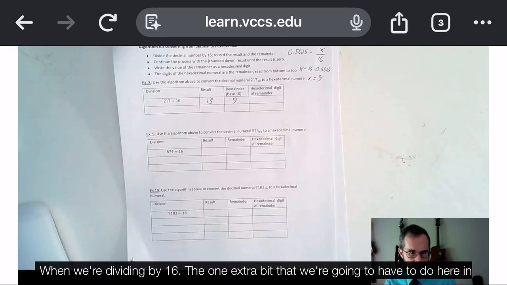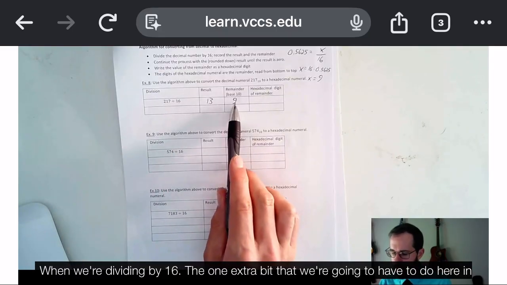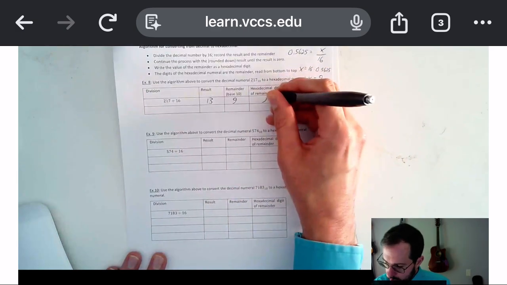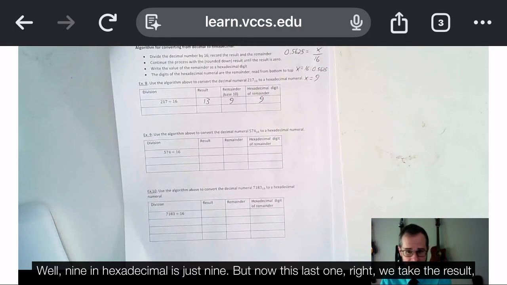The one extra bit that we're going to have to do in this step is think about, remember, the remainder in the last algorithm was the thing that told me the digits of the hexadecimal number. So we are going to have to think about what that digit is in hexadecimal. Well, 9 in hexadecimal is just 9.